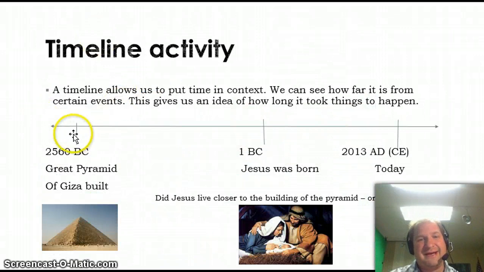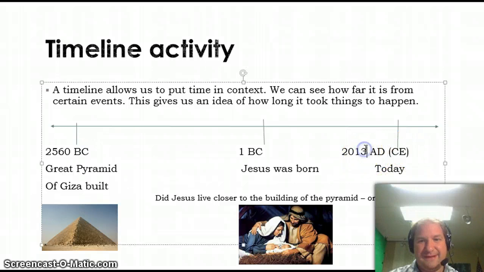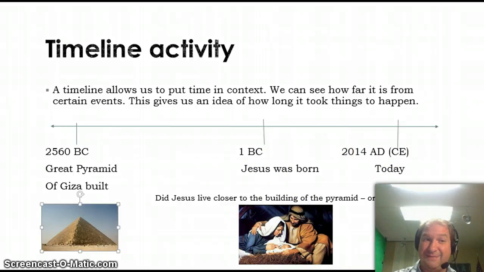So one thing we'll look at is a timeline. This puts things in context. Here's an example. I gotta update this. There we go. So 2560 BC, this pyramid was built. 1 BC, Jesus born. Neat thing about the timeline, hey, Jesus was born closer to us than he was to this thing being built. Consider how truly old this is.